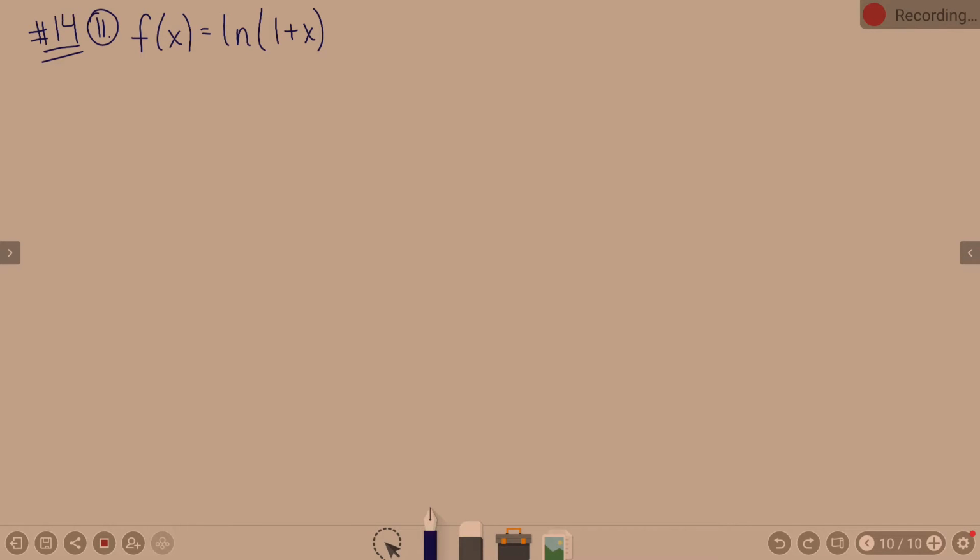Okay, we are starting. The first question was on review worksheet 14, number 11, Maclaurin series. So our function is f of x equals natural log of 1 plus x.